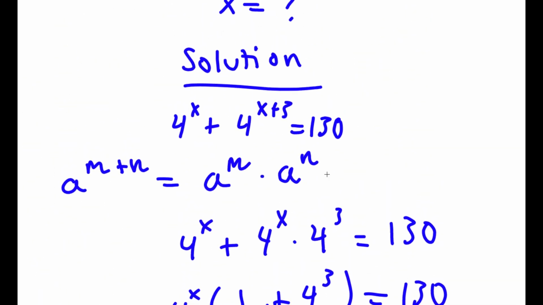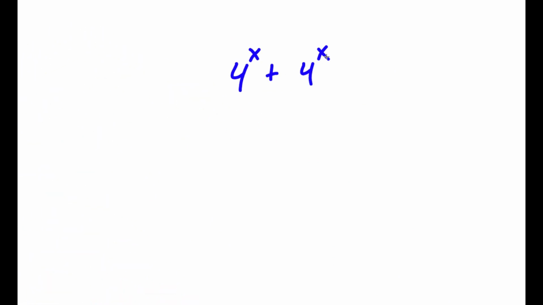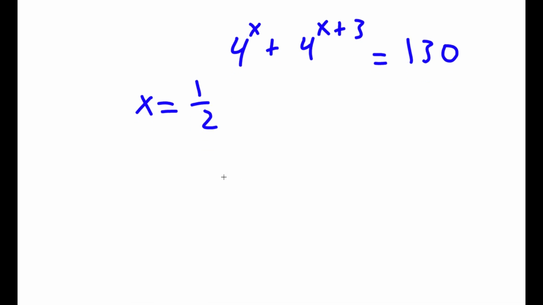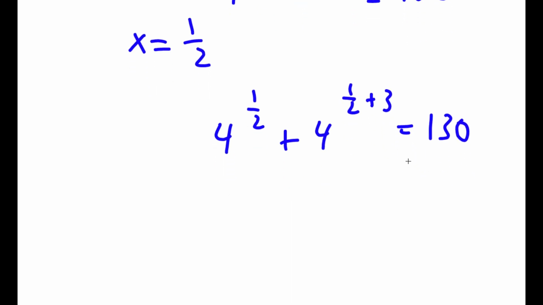Now, to go ahead and check, I'm going to plug in 1/2 into my original equation. So I had 4^x + 4^(x+3) is equal to 1/3. Now I know that x is equal to 1/2, so now I have 4^(1/2) + 4^(1/2 + 3) is equal to 1/3.